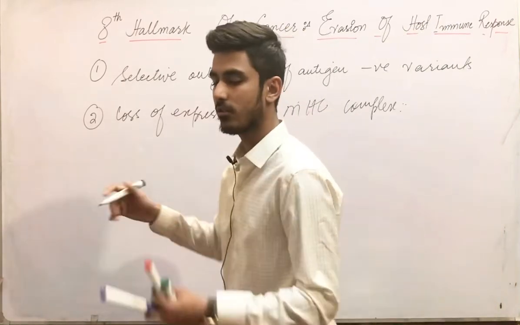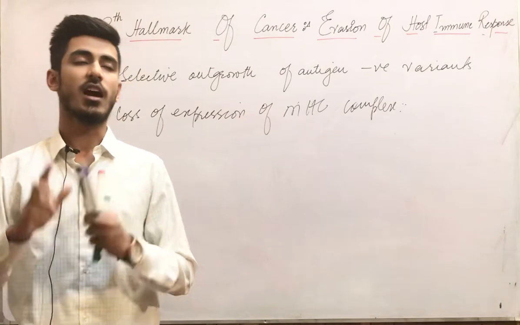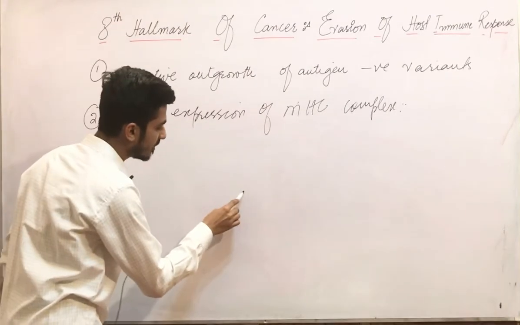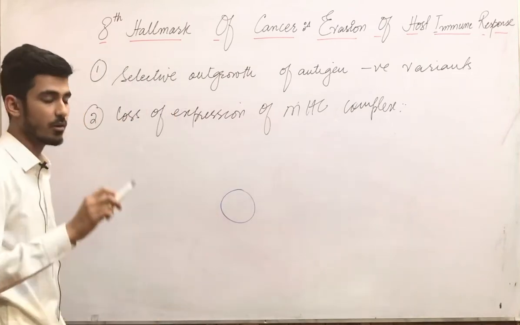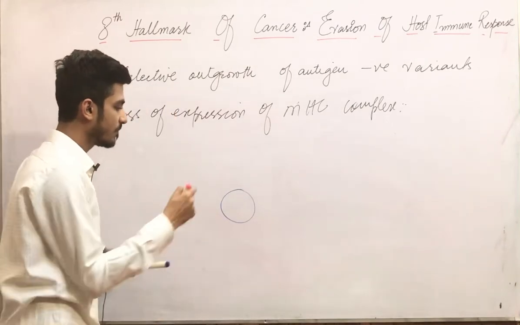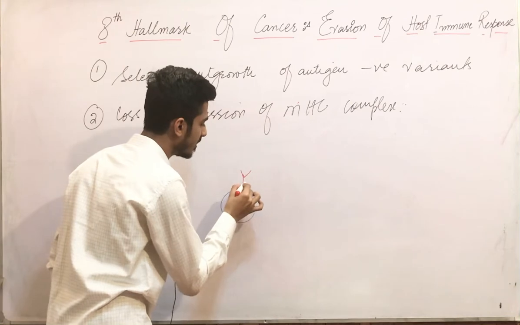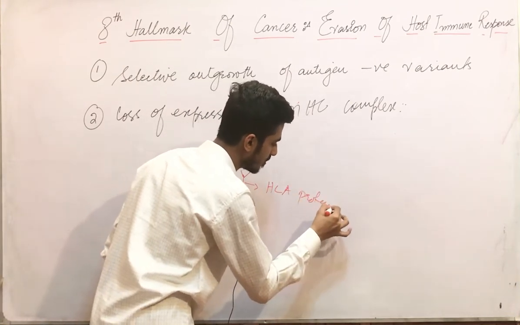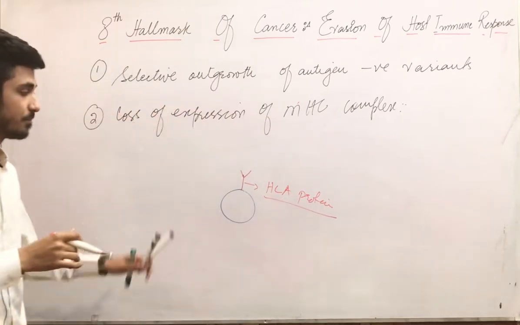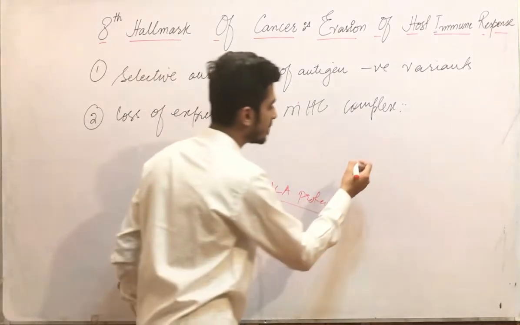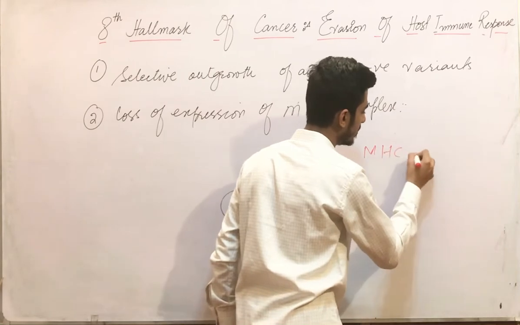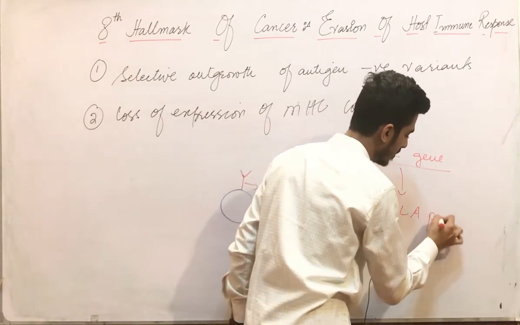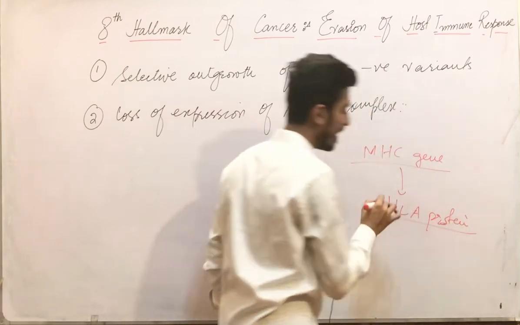Now, loss of expression of MHC complex, what is this? I am explaining this in detail. Normally, if there is an antigen in our body, this antigen will be expressing a protein, that is the HLA protein, HLA protein 1 and 2. Clear? And this HLA protein is formed by a gene that is called the MHC gene, and this forms the protein that is called the HLA protein.